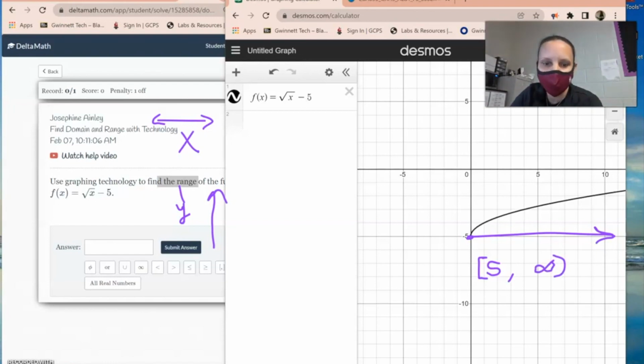All right, in terms of range, so now I'm going to do range. It's the same process, only you're going from the bottom to the top. So let's start from the bottom of the graph. That's the bottom, right? So what's the bottom?